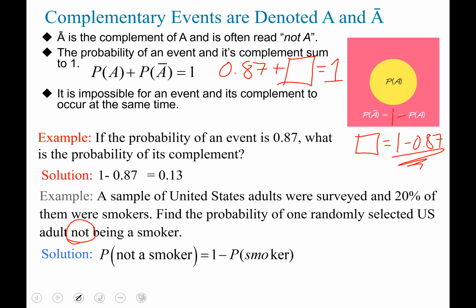If our probability of not being a smoker is equal to 1 minus the probability of being a smoker, then we would do 1 minus that 20% that are smokers. Be careful with the 20%: it goes in as a decimal, and that means that you have a 0.80 probability of randomly selecting one U.S. adult who is not a smoker.